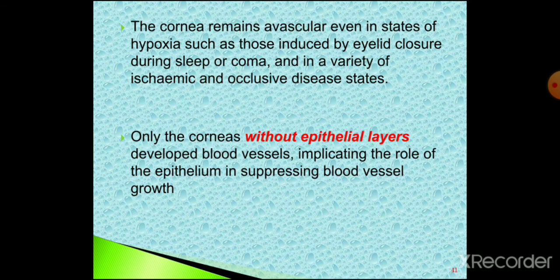Only the cornea without epithelial layers develops blood vessels, implicating the role of the epithelium in suppressing blood vessel growth. So whenever there is loss of epithelial cells in the cornea, sometimes blood vessels can develop there, and that may produce some complications. Otherwise, the cornea is always avascular.